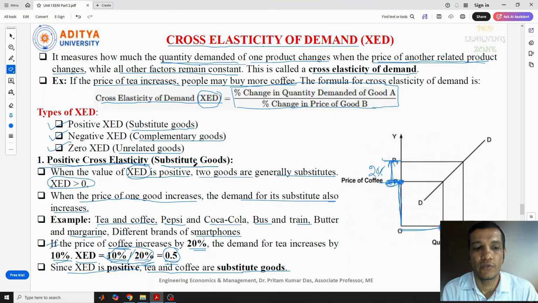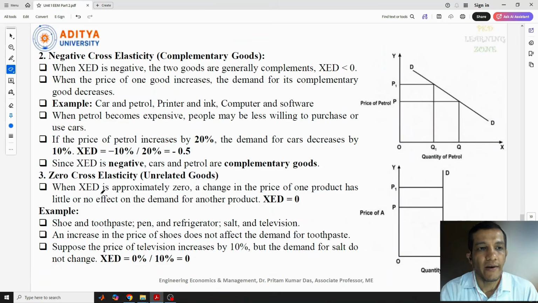For substitute goods, this is the condition that we need to remember. The second one is negative cross elasticity of demand, also known as complementary goods. When the value of XED is negative, then the two goods are generally complements. In this condition, XED should be less than 0.